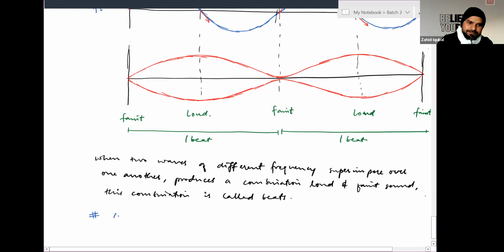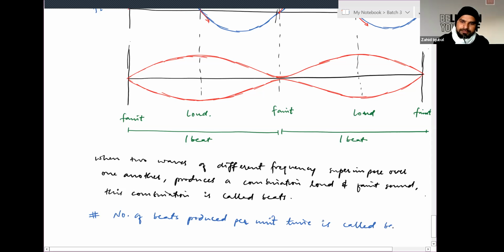So next is: the number of beats produced per unit time is called beat frequency.